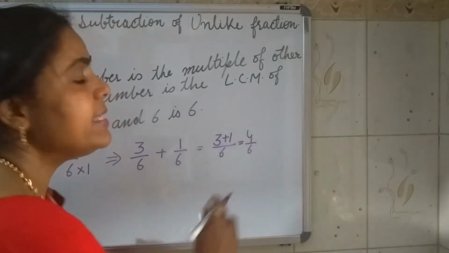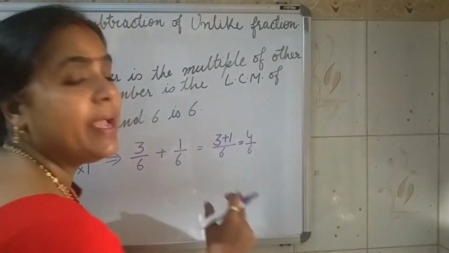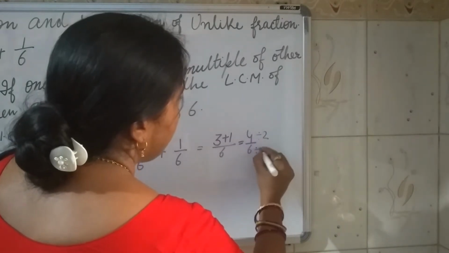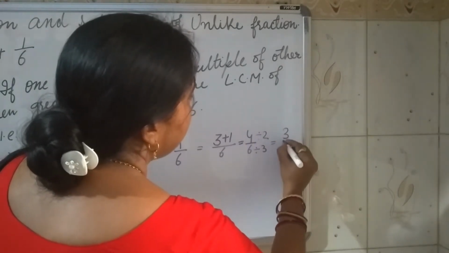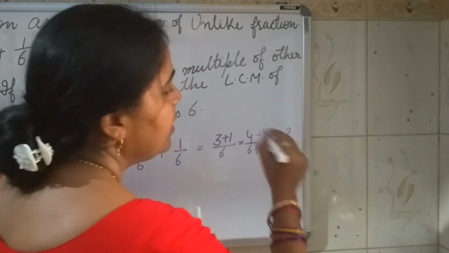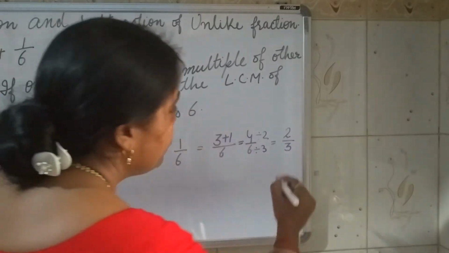Now is 4 by 6 the lowest term? No, it is not the lowest term because both are divisible by 2. So I will divide it by 2 and it will be 2 by 3. Now this is the lowest term because it is not divisible by any other number. So we will write down the answer.